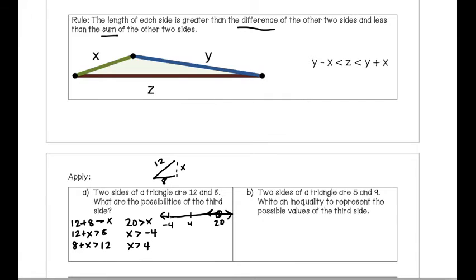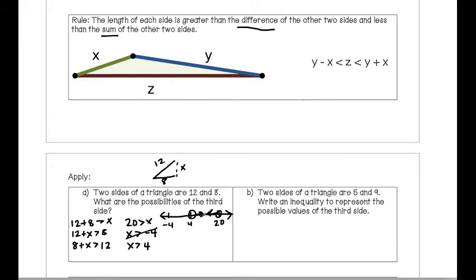X also needs to be greater than negative 4, or just greater than 4. I'm ignoring this one because I'm talking about distance. The distance of our side of our triangle could never be negative. So that inequality, although it is in our list of triangle inequalities, the one where you end up with a negative number, we're going to ignore because it cannot be a negative distance in our triangle, otherwise it wouldn't exist.